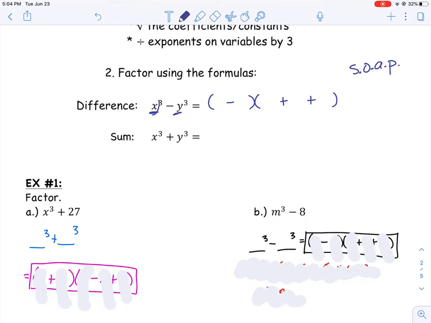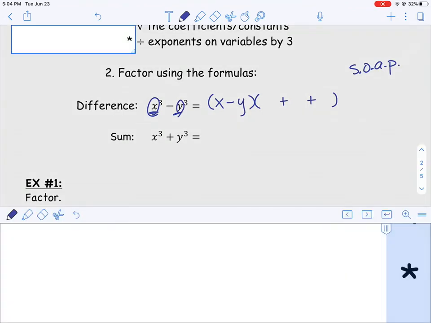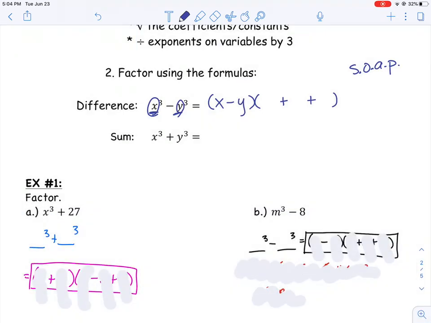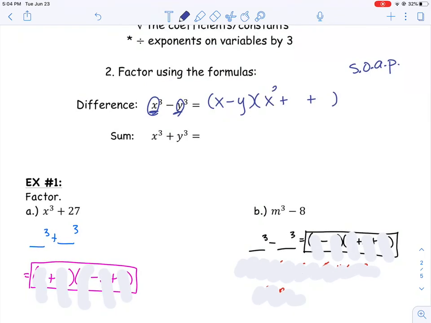From here, all we have to do then is fill in the blanks. The first blank is going to be my first term, so in this case, x. My second space is going to be my second term, so in this case, y. Now it's going to be my first term squared, so x times x is x squared. It's going to be the 2 terms multiplied together, so x times y. And then it's going to be the last term multiplied by itself, or squared, so y squared.